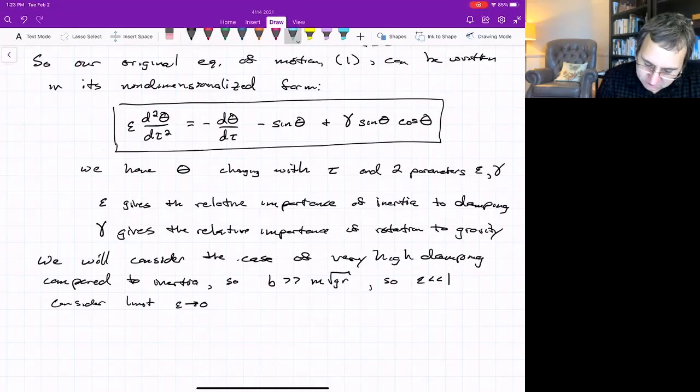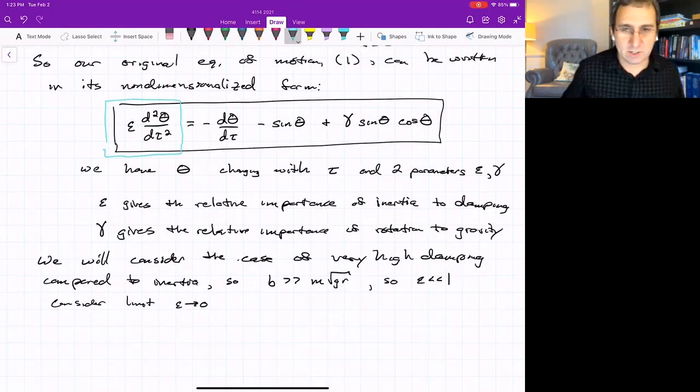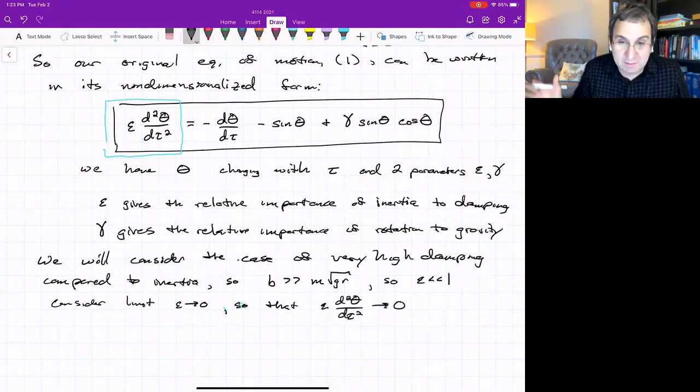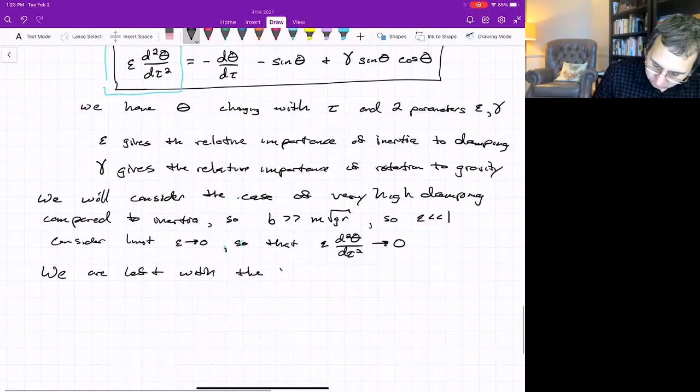If we consider epsilon goes to 0, then we have this term on the left-hand side, 0. 0 times whatever that second derivative is still 0. So epsilon second derivative goes to 0. So the left-hand side of the equation goes to 0. So we're left with the overdamped limit, which means really high damping.